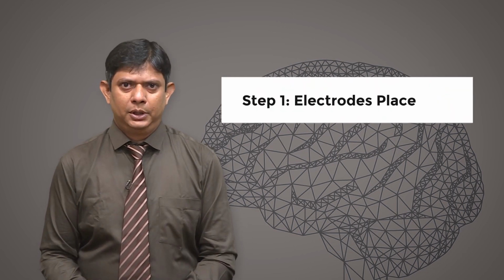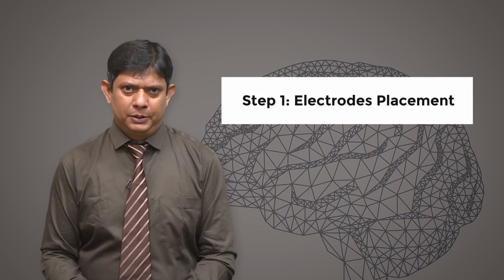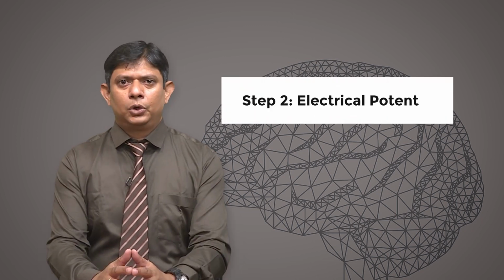The EEG detection and recording process includes the following steps. The first one is electrode placement. EEG begins with the placement of the electrodes on the scalp. These electrodes are typically positioned in specific patterns and configurations to capture the electrical activities from different regions of the brain.